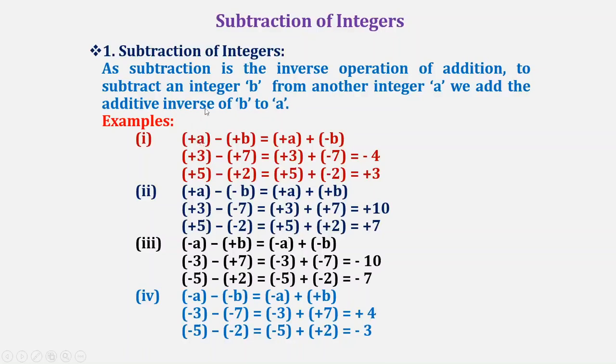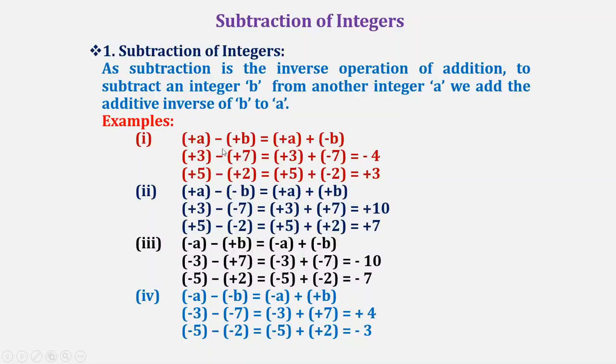So the first number you will take as it is, which is plus a only, and make the minus sign as plus first, and then take the additive inverse of plus b. So what is the additive inverse of plus b? Minus b. So this is the rule. Now this operation became addition. See, observe here. We are converting the subtraction into the operation of addition.